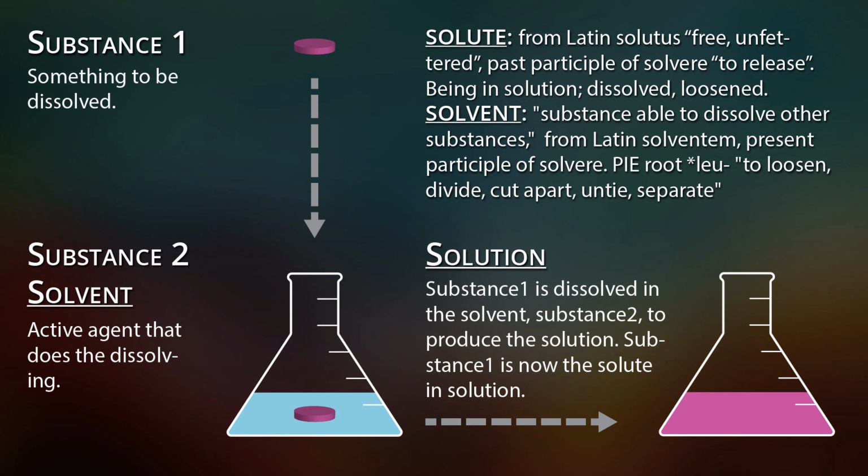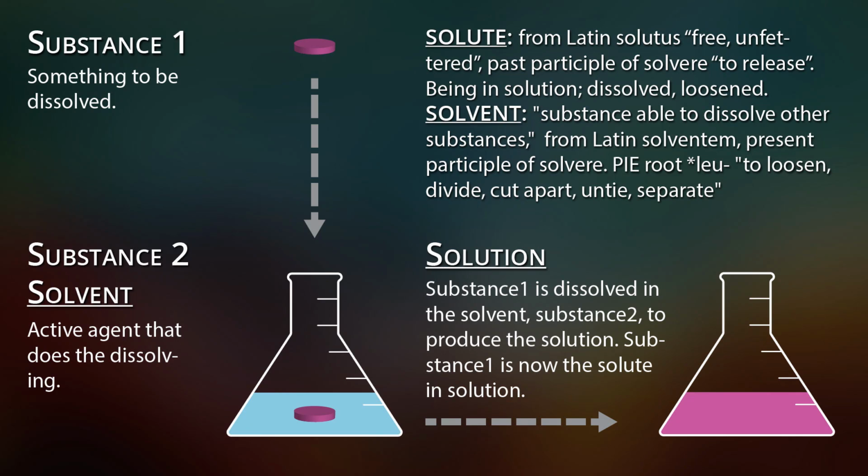So substance 1 and substance 2 have mixed together, and now they've produced a solution. And substance 1 is now the solute in solution. That's the way it's termed. If you look at the word solute, it's from the Latin solutus, free, unfettered, and it's a past participle of solvere, to release. So it's a past participle of the main verb here, solvere, which means to release. So it's in the past. It's saying something that has been released.